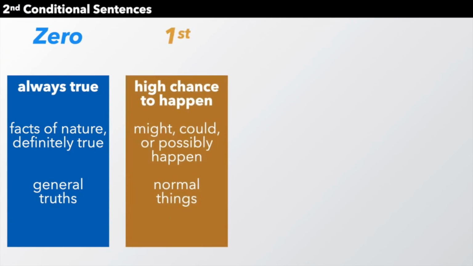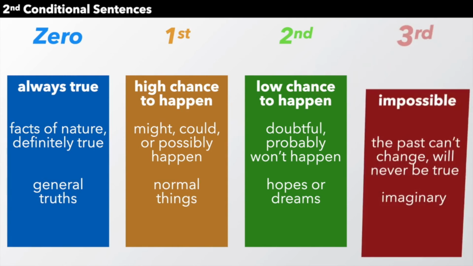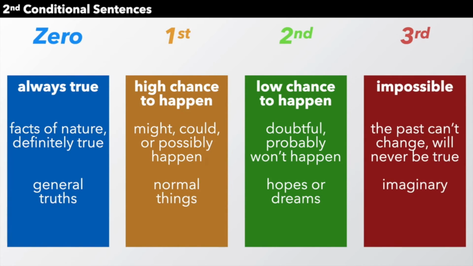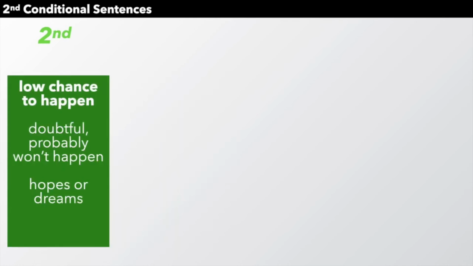Okay, let's summarize, kids. We have the zero conditional, the first conditional, and the second conditional that we have to talk about right now. The zero conditional is always true: a fact of nature, definitely true, the general truth. Then in the first conditional, we have a high chance to happen. It might, could, or possibly happen. Normal things. Now we have the low chance to happen. That's for the second conditional. It could be doubtful or probably won't happen. Hopes or dreams. And then we have the third conditional, and that is impossible, because we can't change the past.